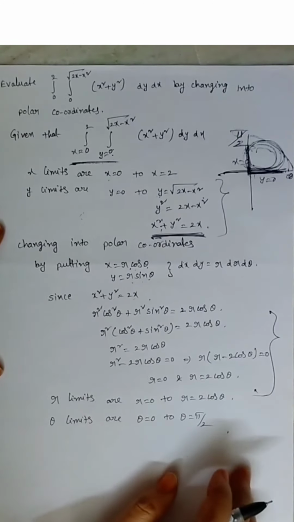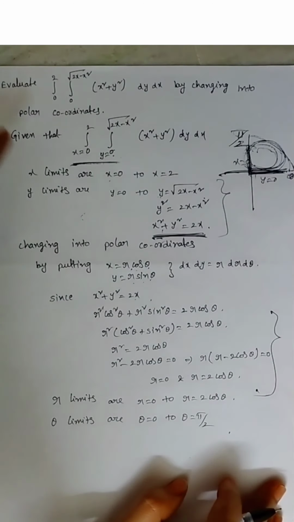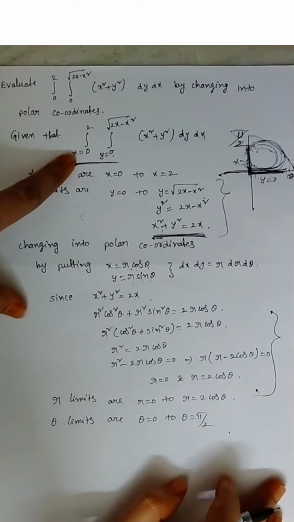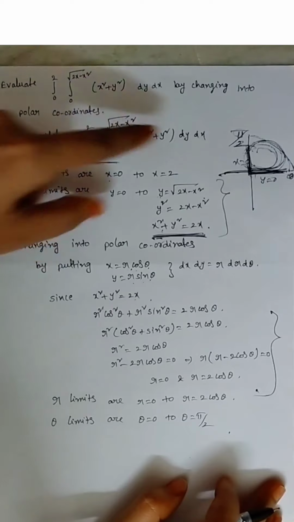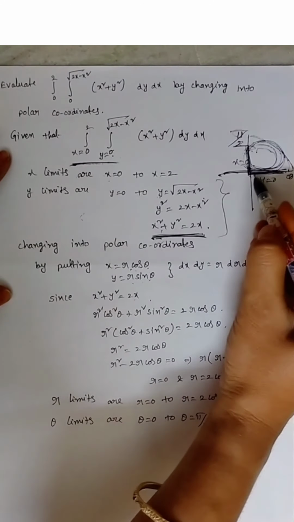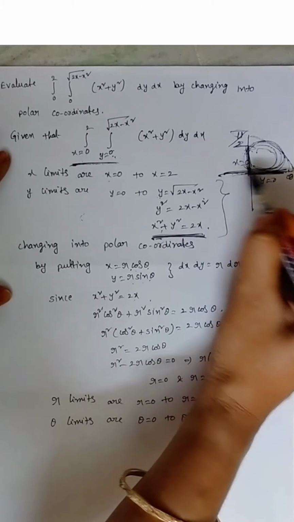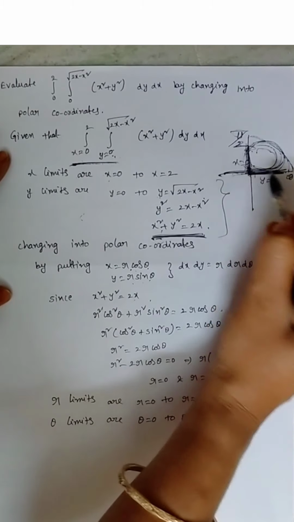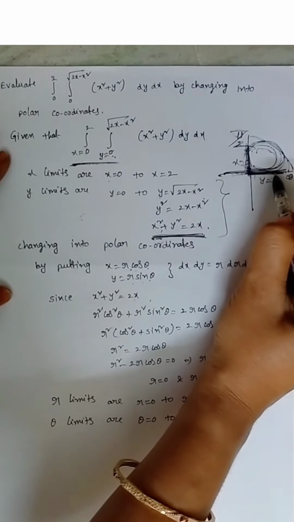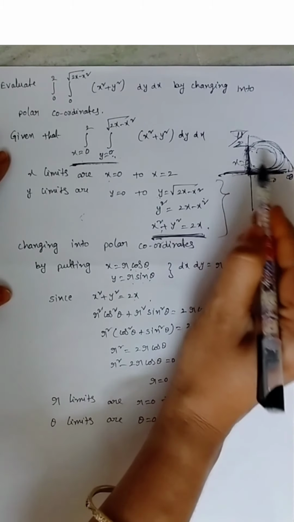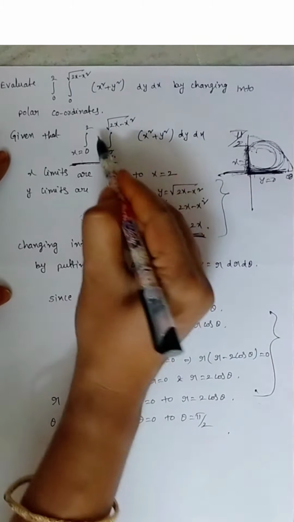I repeat once again how to find the theta limits. Since from the given problem x equals 0 and y equals 0, so if you take x equals 0 and y equals 0 on the axis, x equals 0 is this one and y equals 0 is this one. Okay, from x equals 0 and y equals 0 to this.